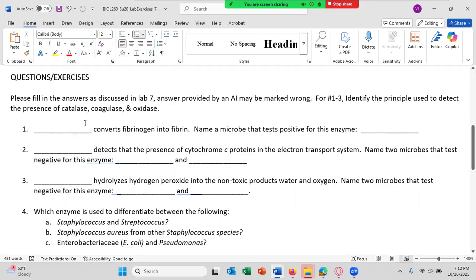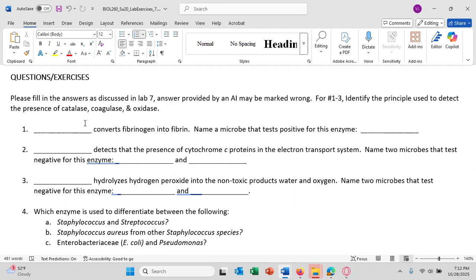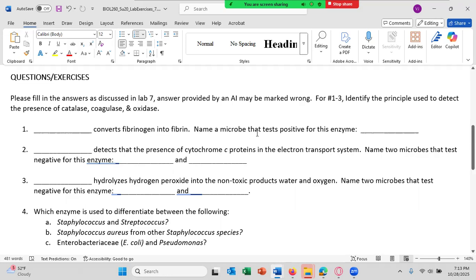1A, what enzyme converts fibrinogen into fibrin? And if you give me an enzyme you get from AI and it's not discussed in the lab module, it is wrong. Okay, so you should be getting your answers from the lab module. Meaning if it's something we didn't talk about, the answer is wrong. 1B, name a microbe that tests positive for this enzyme. Here you can probably use AI. I'm not going to mark you down there, but there was one mentioned in the lab module.